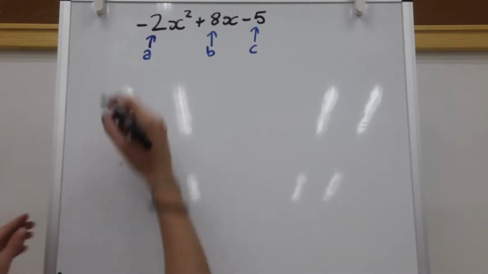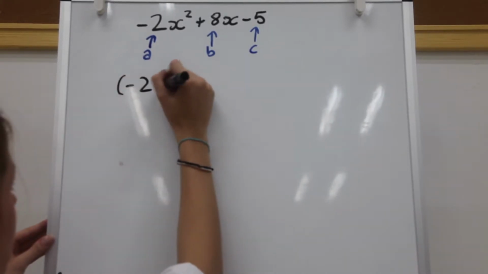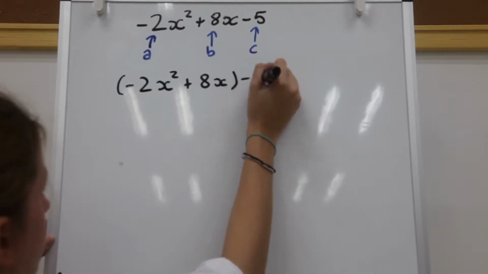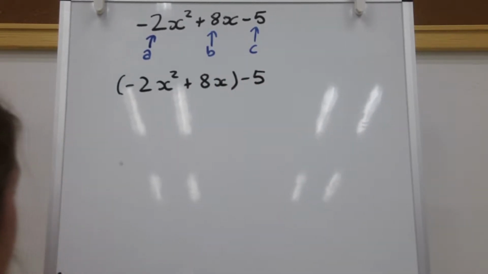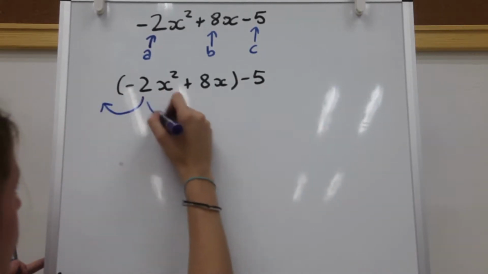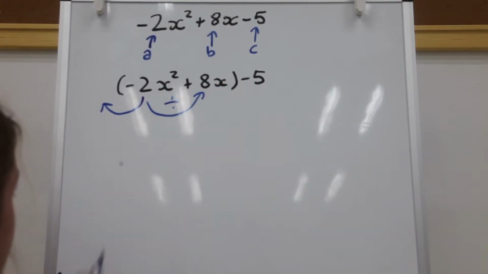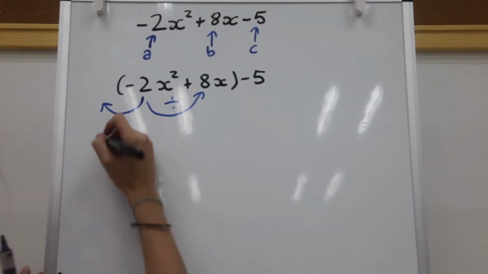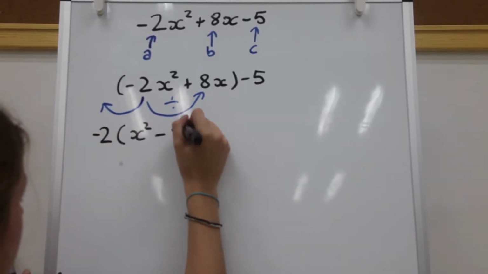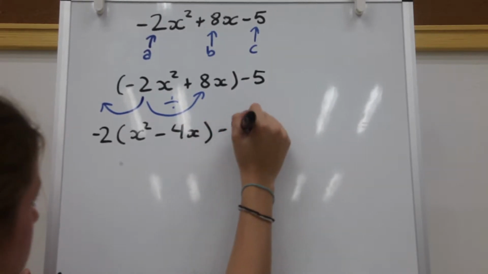I'm gonna start by putting A and B in the bracket and leave C out of the game. And I'm gonna put A outside of the bracket, so I must remember to divide B by A because they're both in the bracket. And now I'm left with this.